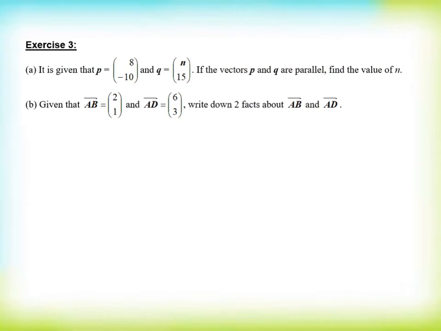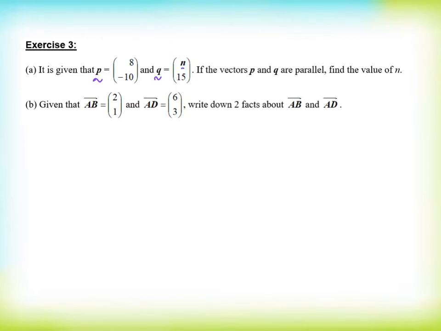Now let us move away from the theory and try to look at some column vectors and explore the properties of scalar multiple of vectors. Now question number 3 is given that vector P equals to this, and vector Q equals to the following, but there is an unknown over here, n. Now they give you that the vectors P and Q are parallel. Find the value of n. Now there are 2 different methods to do this type of question. I'm going to show you the 2 different methods, but you can choose the easier method and write down the method that you prefer.